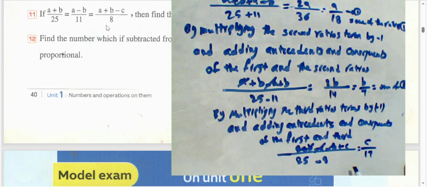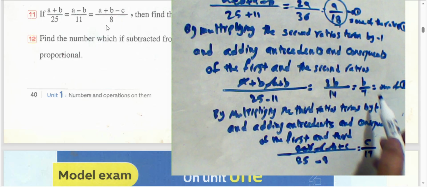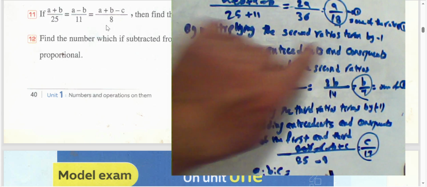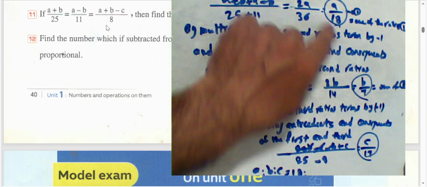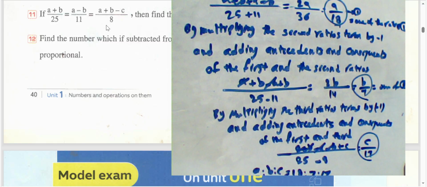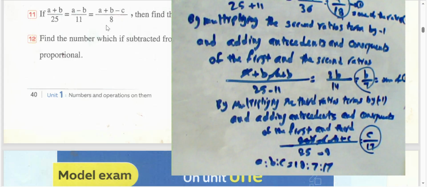Okay, he wants to find the ratio between a to b to c. Then relation number 1, relation number 2 and relation number 3, then a to b to c will be 18 to 7 to 17.